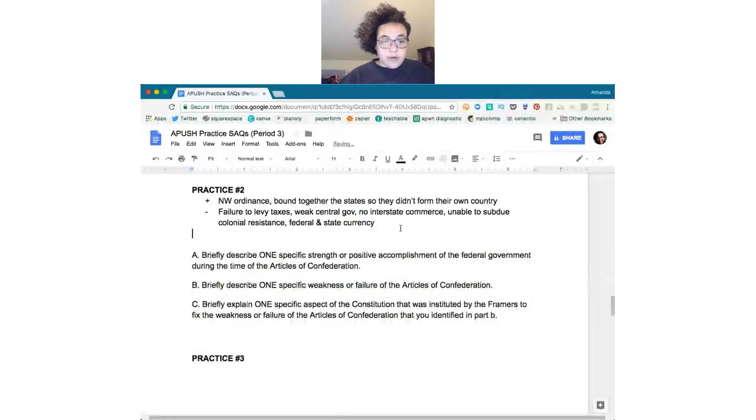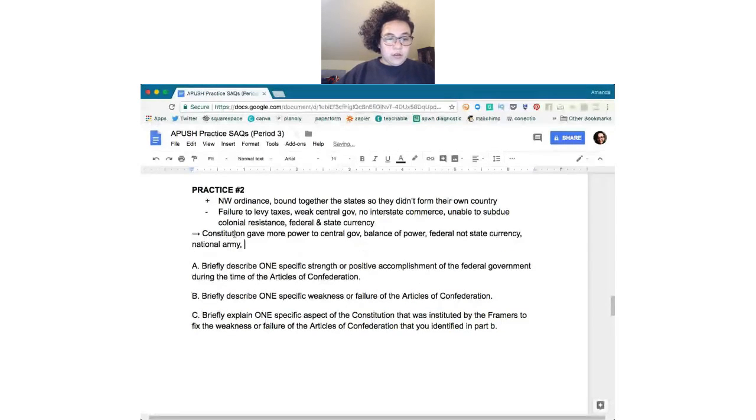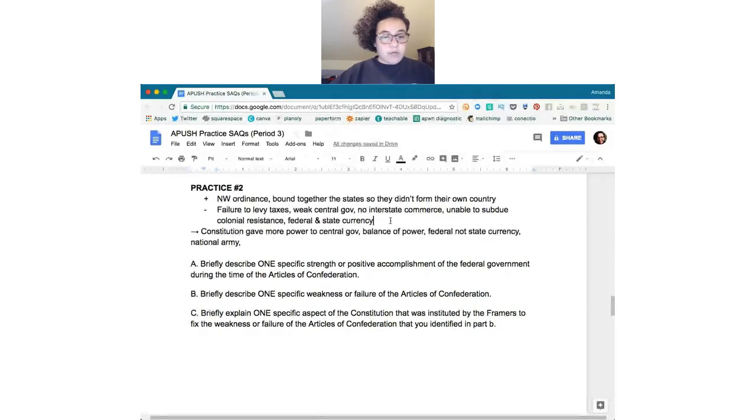So here, we didn't talk about this one. How did the Constitution fix one of these things? So one of these pieces, how did the Constitution fix it? How did the framers, what did they embed in the Constitution? Constitution gave more power to central government. Balance of power, one currency, yep, federal, not state currency, national army, yeah, navy, standing army, demonstrated weakness of central government by Shays Rebellion. Yeah, so this would be here, like Shays Rebellion.